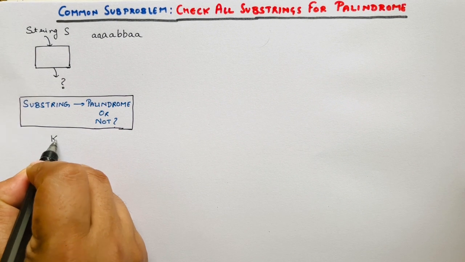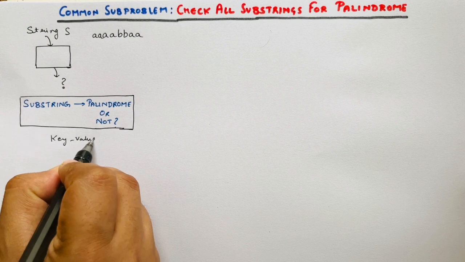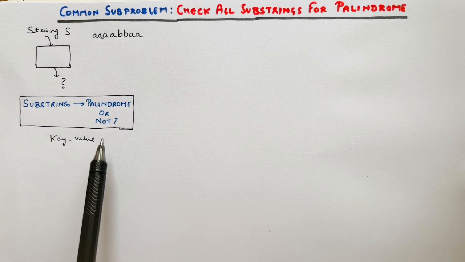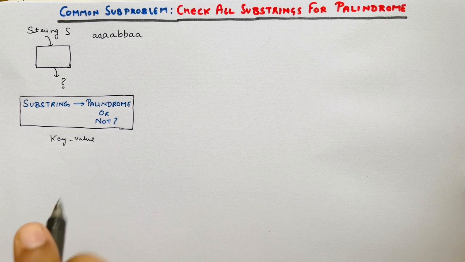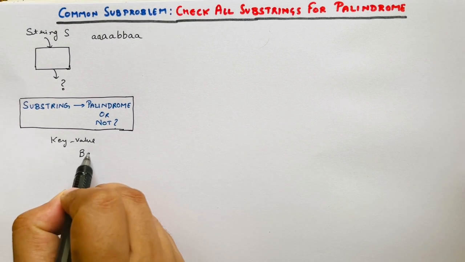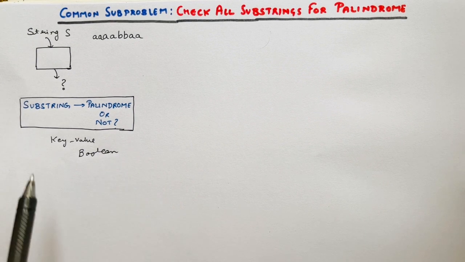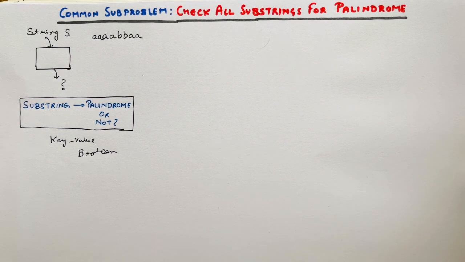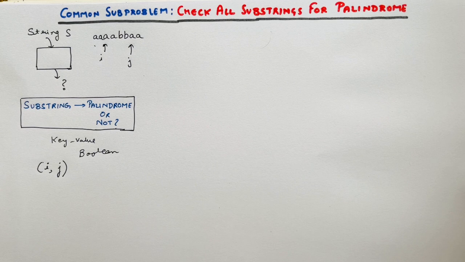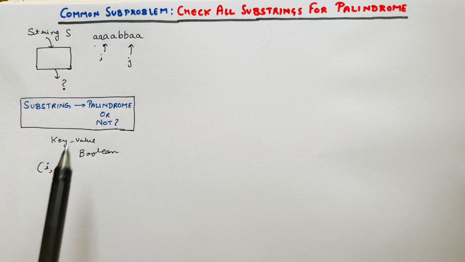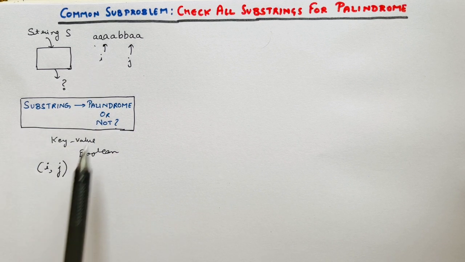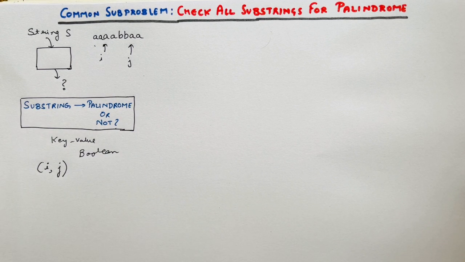For output, we have to represent the information that this is a substring and whether it is a palindrome or not. So what can we use? We can use something like a key value pair. Now, what will be the type of value? Value is just true or false, whether it's a palindrome or not. So value can be boolean. But what will be the type of key? Key is basically representing a substring. How can we uniquely identify a substring? We can uniquely identify a substring by a pair i, j, where i is the starting position of that substring and j is the ending position of that substring.